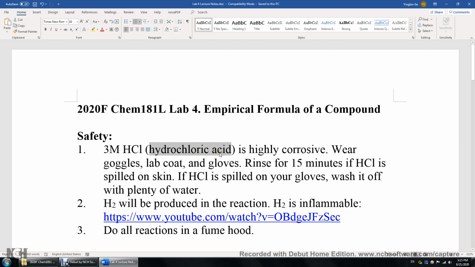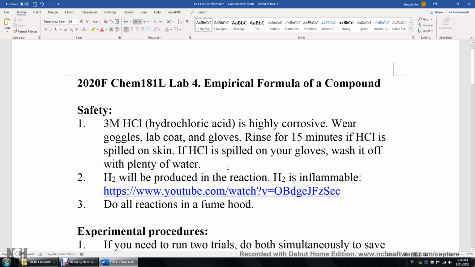Hydrochloric acid is an aqueous solution of HCl. It's highly corrosive. Be sure to wear goggles, lab coat, and gloves. If HCl is spilled on your skin, rinse for 15 minutes. If it's spilled on your gloves, wash it off immediately.